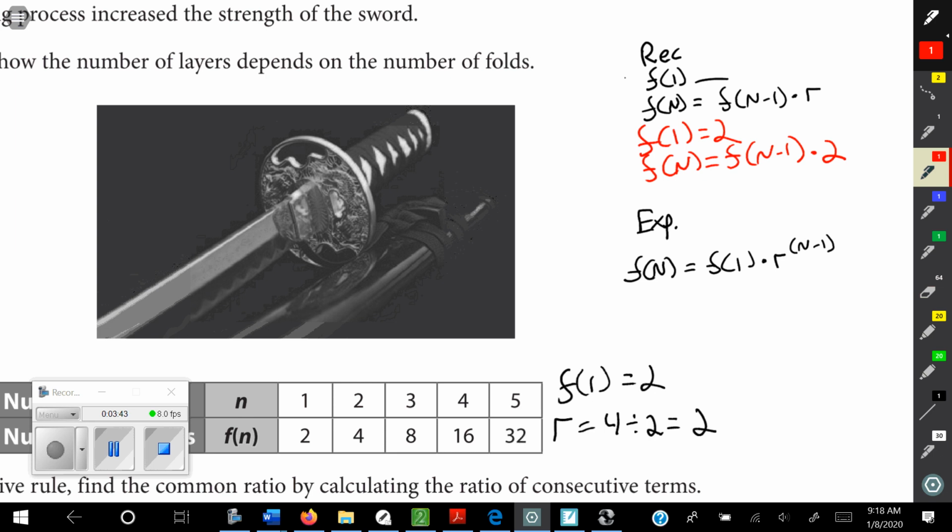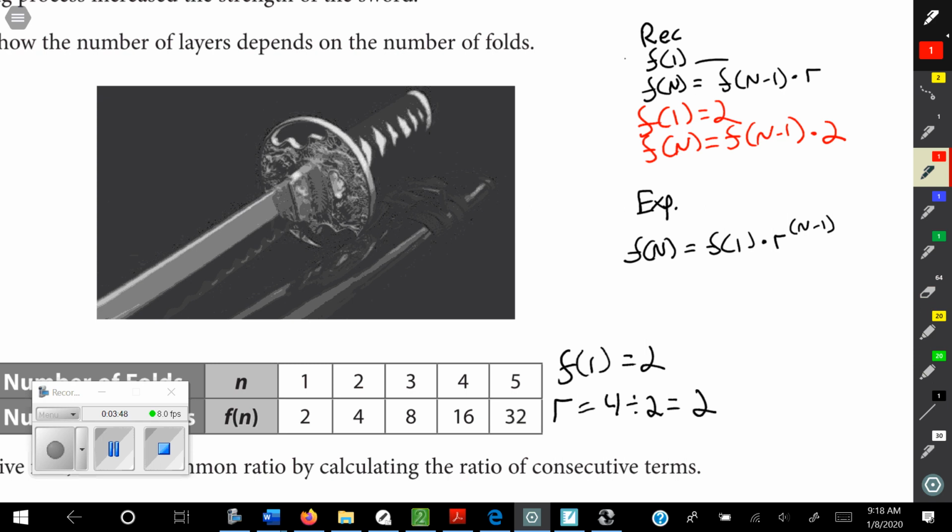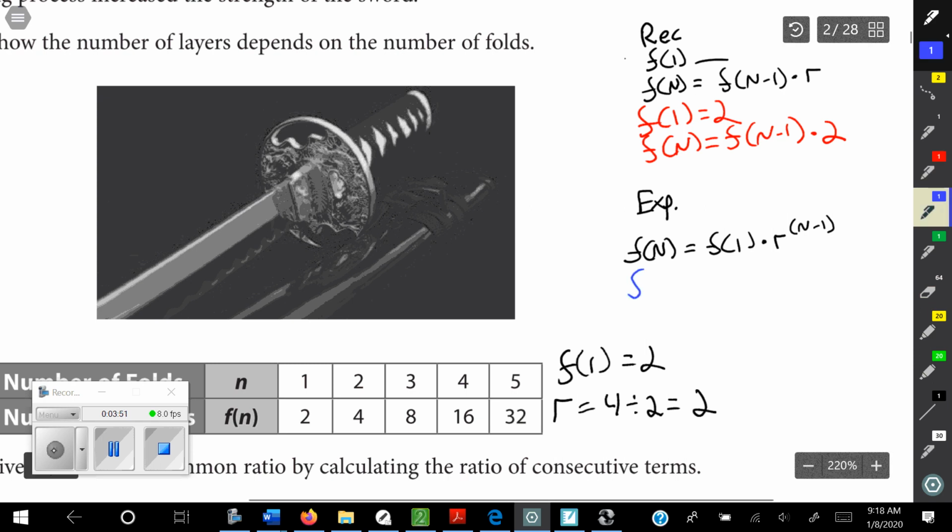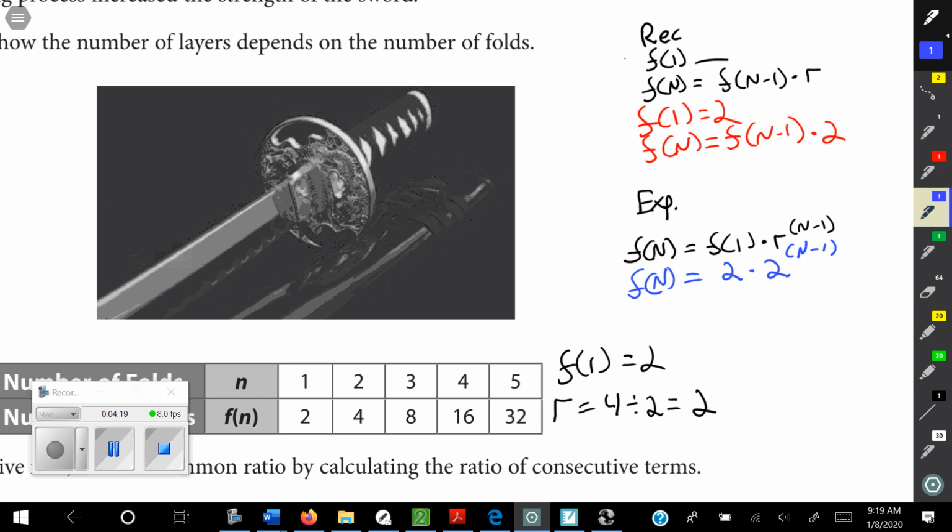All right, now we're going to do the explicit rule, and we've done the explicit before, but we're not going to plug in n. So I'm just going to write f of n. And f of 1, what's f of 1? F of 1 is 2, so I'm going to put 2 here, and the common ratio also is 2, so I'll put that there, and I'm going to leave the n minus 1. N minus 1. And that's it. We're done. We're just writing the recursive rule and writing the explicit rule.